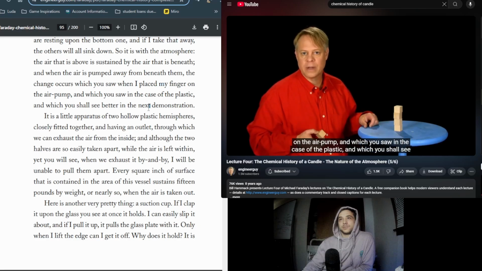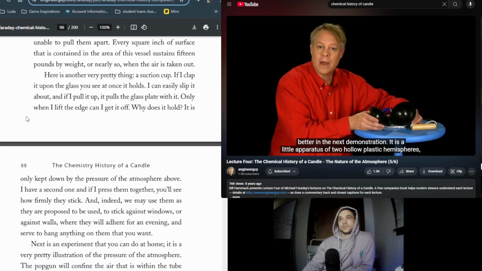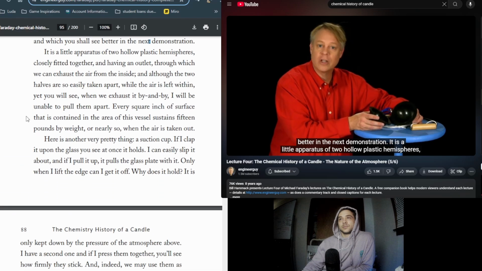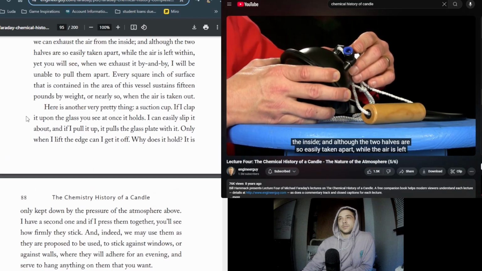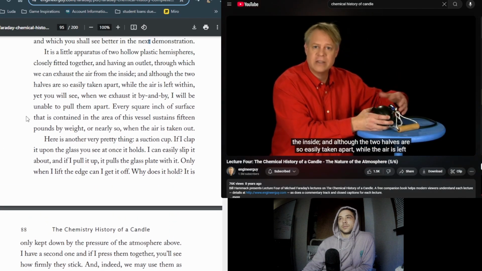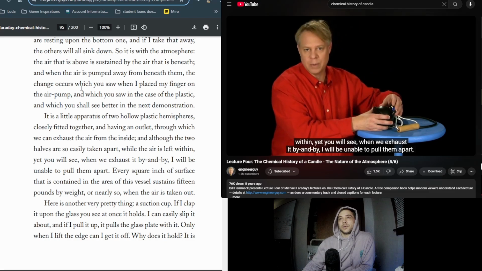You saw in the case of the plastic and which you shall see better in the next demonstration. It's a little apparatus of 2 hollow plastic hemispheres closely fitted together and having an outlet through which we can exhaust the air from the inside. And although the 2 halves are so easily taken apart while the air is left within, yet you will see when we exhaust it by and by, I'll be unable to pull them apart.